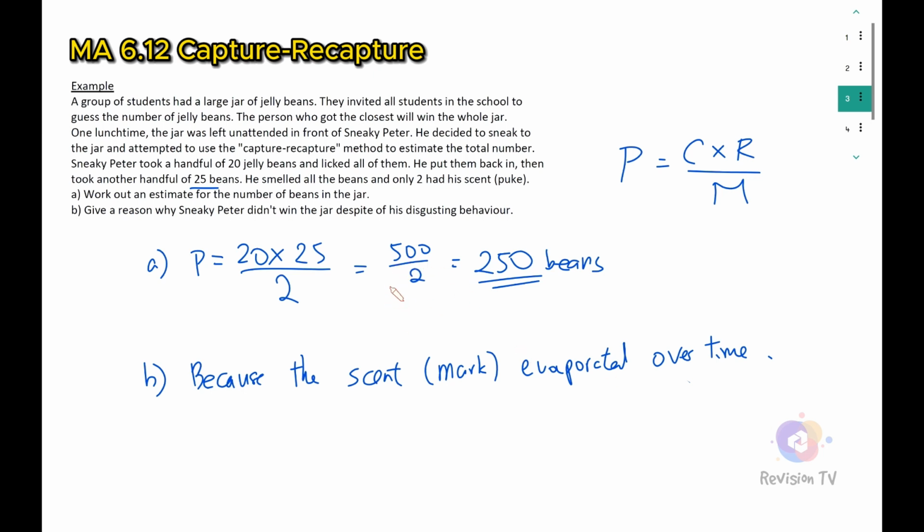Or you can say he did not shake the jar evenly before picking the second time. Right, so if you put it on the top of the jar, whatever you put in the beginning will probably still be somewhere in the top of the jar rather than in the middle.